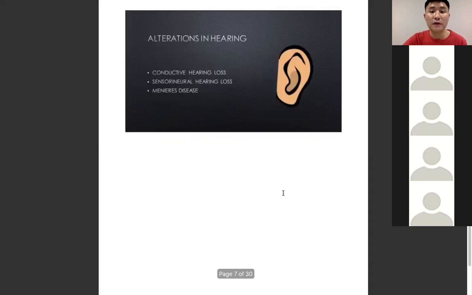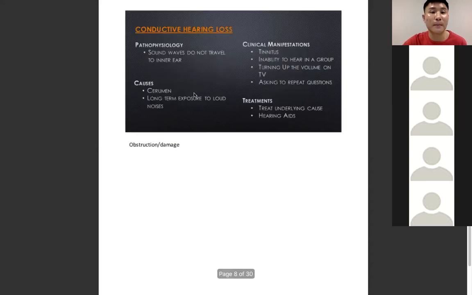Okay, let's move on. Now that we are done with the eyes, we move on to the ear. There are different alterations in the ear that relate to neurological disorders as well. First is conductive hearing loss, sensorineural hearing loss, and Meniere's disease. Out of these three, I would say focus mostly on Meniere's disease, but we have to go over all of them.